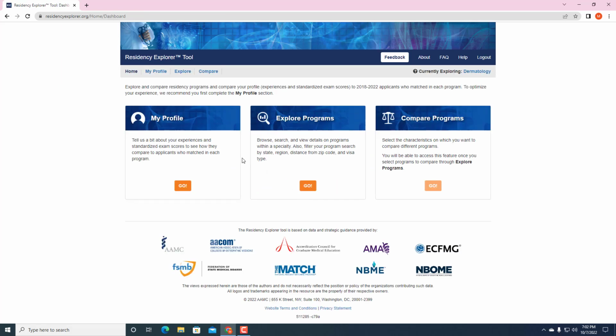What you can do is put in your profile, your experiences and standardized exam scores, to compare to applicants who matched in each program. We already have the Explore programs in pharmacy, and we can look at programs, but we can't add our standardized exam scores because we really don't have them. But let's see how they do it in medicine.